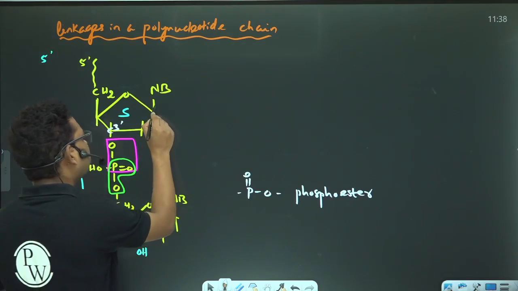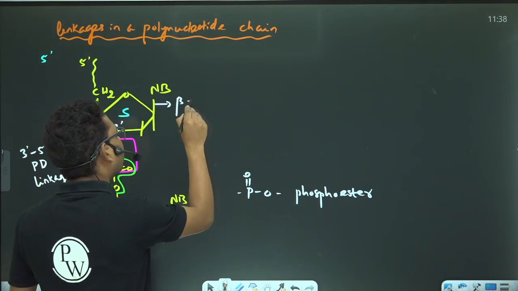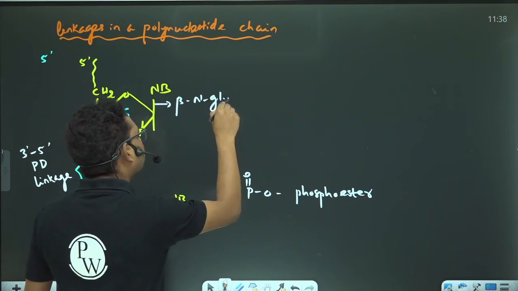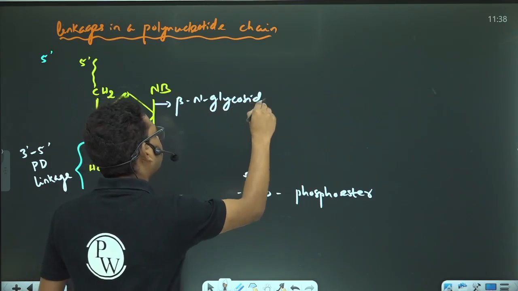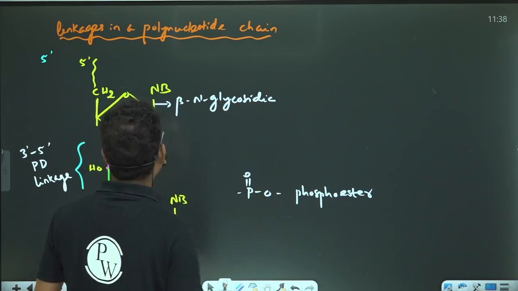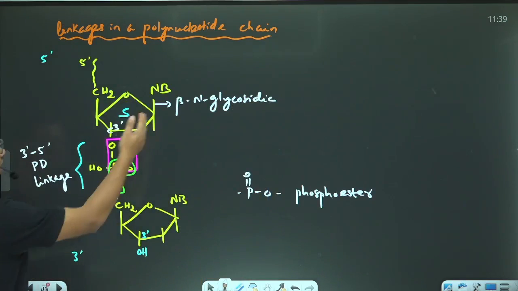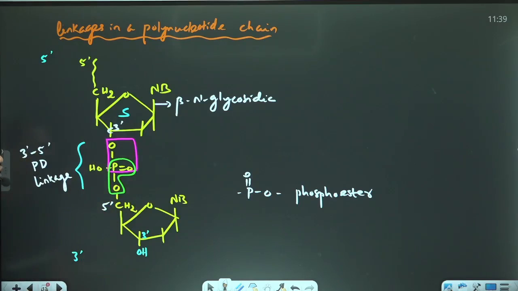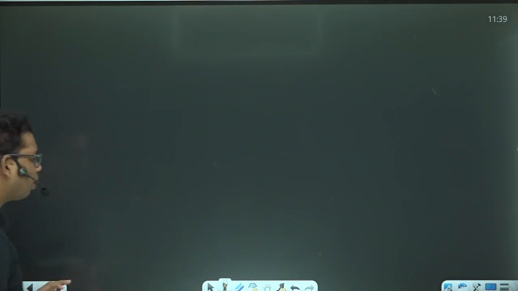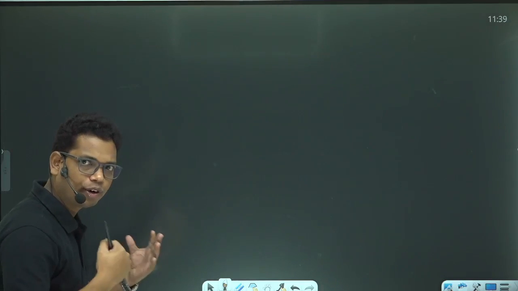And which bond is this one? This is the beta N glycosidic linkage. Okay, so these two types of linkages are there in a polynucleotide chain. One is beta N glycosidic linkage and second is the phosphodiester linkage. Okay, so now let me tell you about other linkages in a polynucleotide chain.